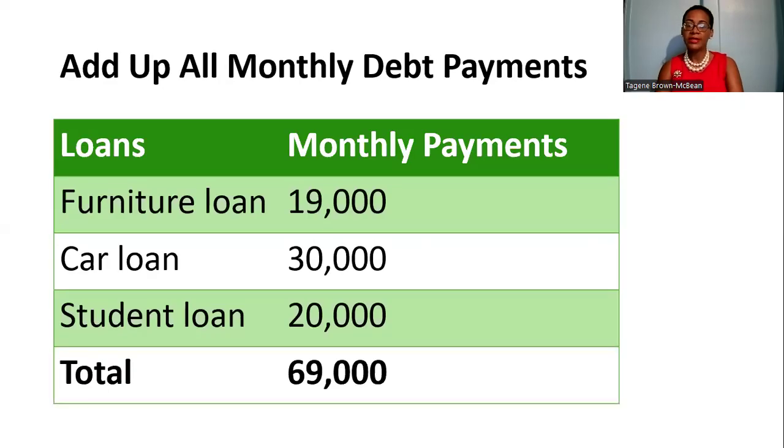So, first thing you're going to do is you're going to add up all your monthly debt payments. So, for this example, you have a furniture loan that is 19,000 per month. You have a car loan that is 30,000 per month. You have a student loan that is 20,000 per month. And all of your debt payments for the month total 69,000 per month. Okay, so this is the first step.